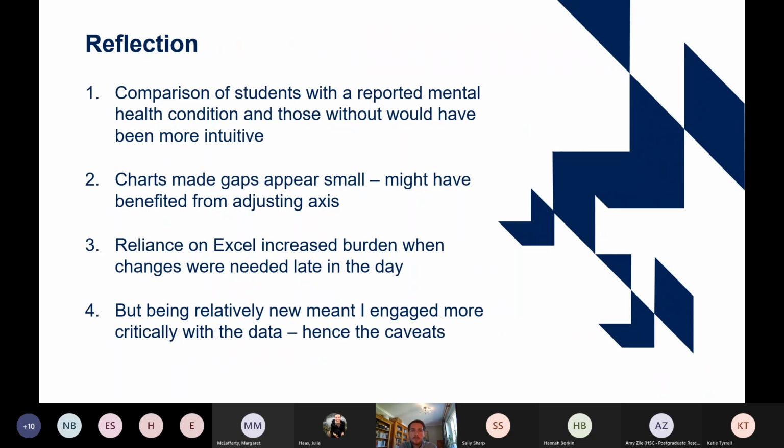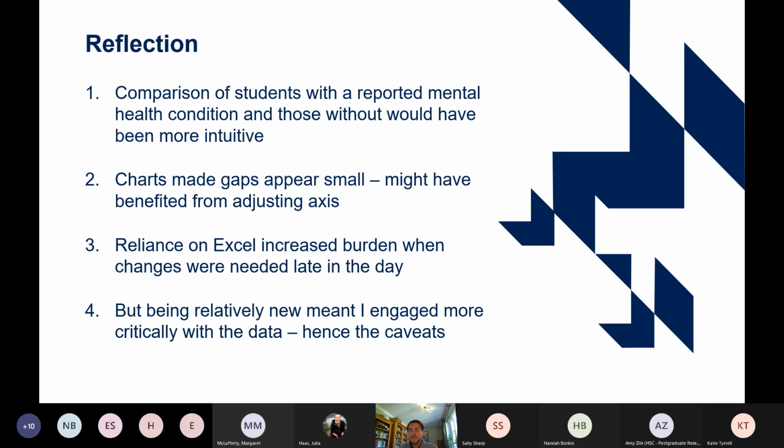So just to reflect a little on the research and the process of how it was for me contributing to it. In hindsight, the comparison of students with a reported mental health condition with all students wasn't the most intuitive necessarily. What we do elsewhere at the OFS, and is our default approach, is to compare students with a characteristic with those without it. And that's better statistical practice anyway. So in hindsight, it would have been better to do that.